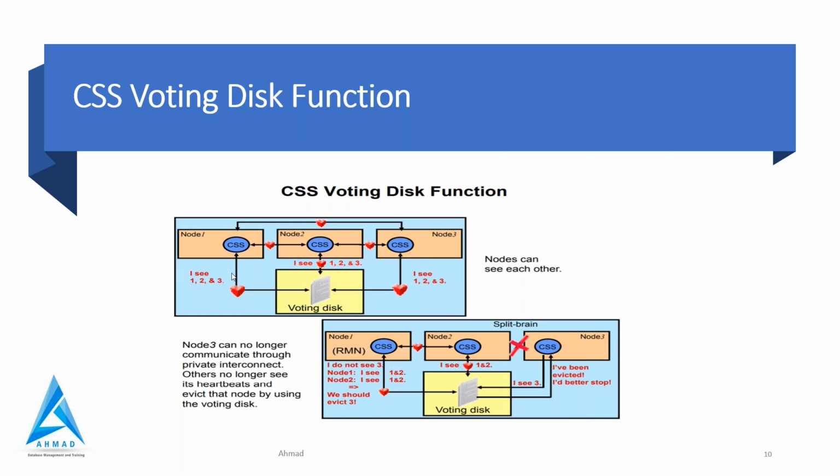In the diagram, see that CSS is sending the heartbeat to the voting disk, and CSS is sending the heartbeat to each other. So nodes 1, 2, 3. The voting disk thinks that nodes 1, 2 and 3 are there because they are pinging the voting disk, and also node 1 can see nodes 2 and 3, node 2 can see nodes 1 and 3, and node 3 can see nodes 1 and 2. Okay, so this is the way your voting disk works. Now clear or any doubt?